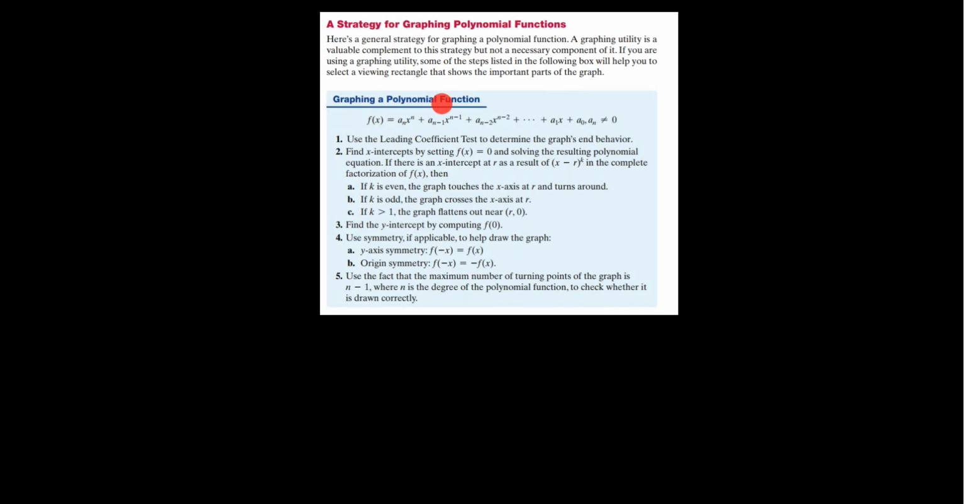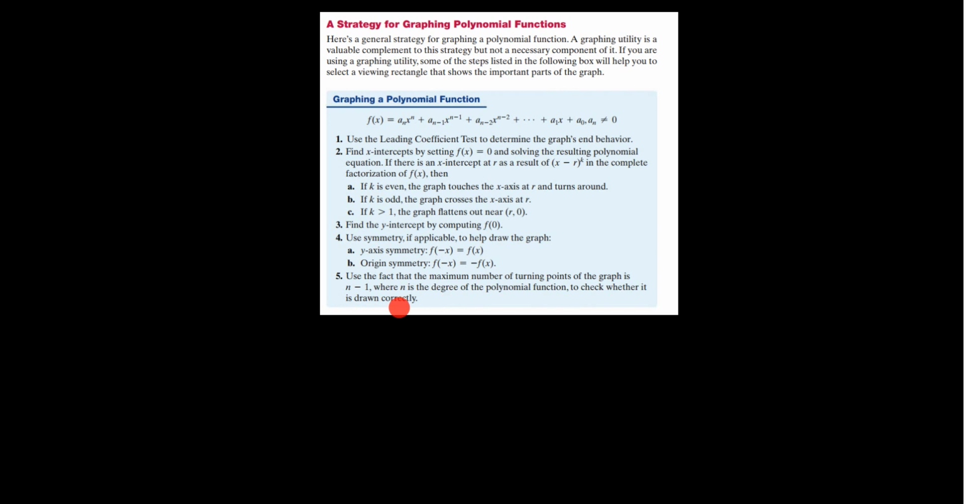But if we have some polynomial, what we'll do is use the leading coefficient test to determine the end behavior. Next, we'll find the X-intercepts, and then at that point we can talk about the multiplicities. We can find the Y-intercepts and graph those, and of course we can use our symmetry if we need to, that we learned before with our transformations, and then of course we can use the factor of the maximum number of turning points.